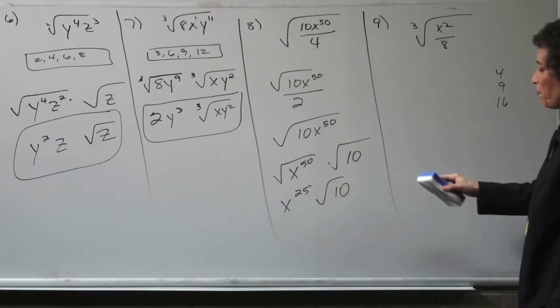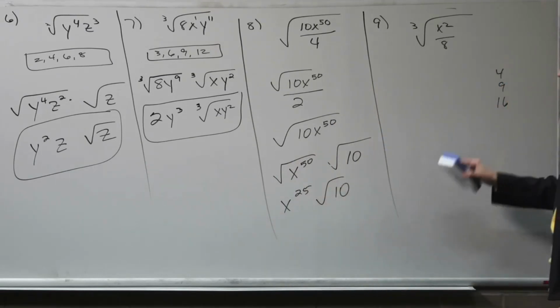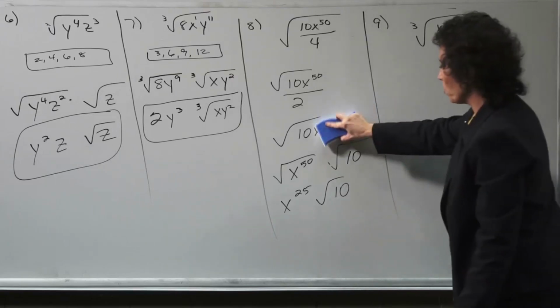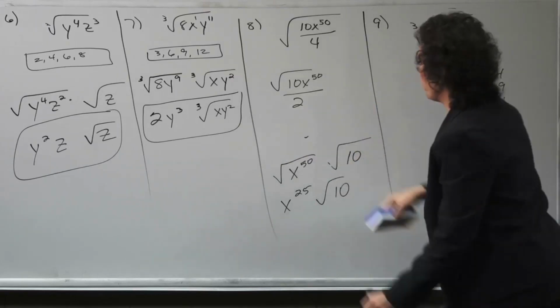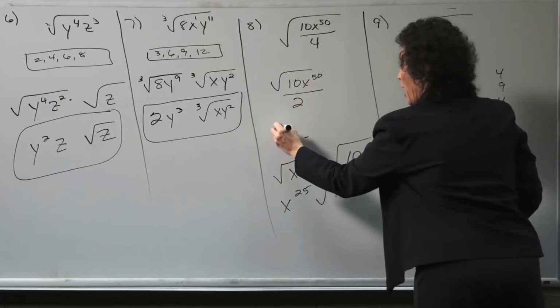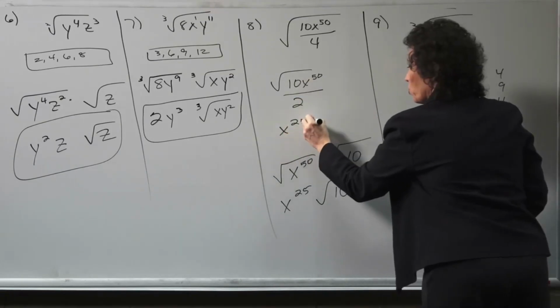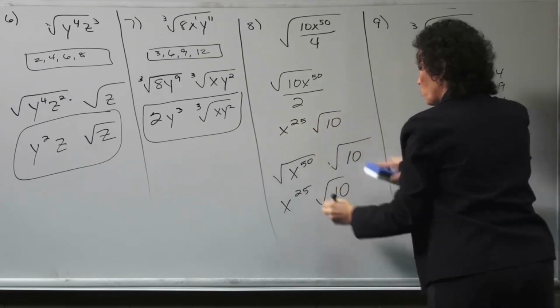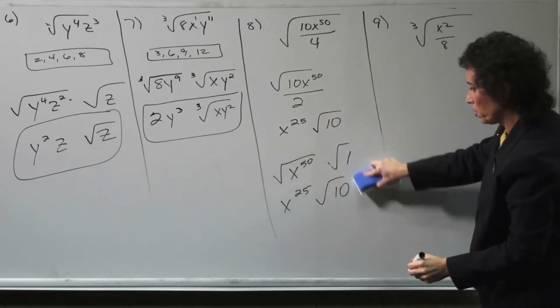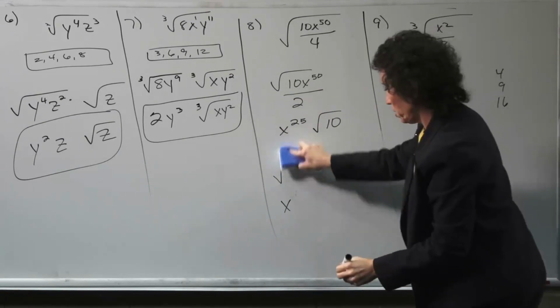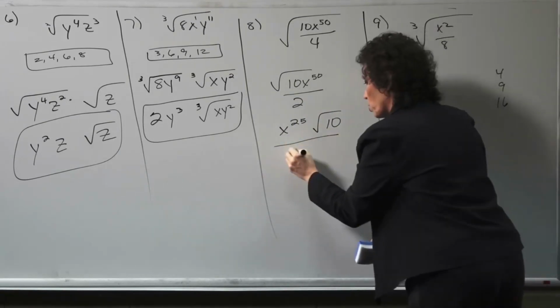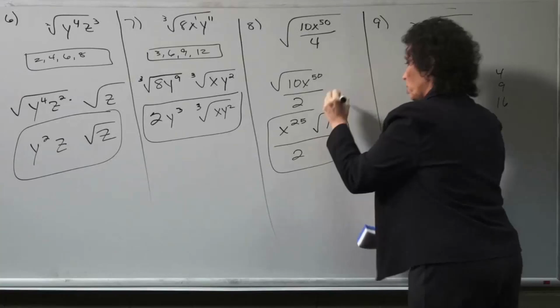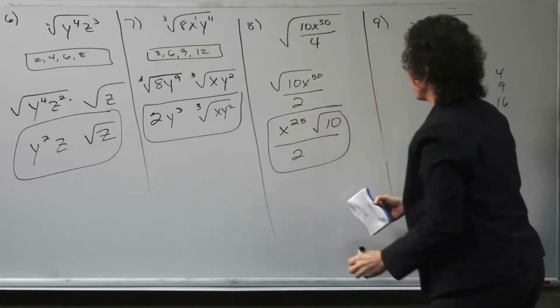So that's the top. So my final answer is, are you ready? My final answer is x to the 25th, square root of 10, all over 2. And we are done. Hey, pat yourself on the back if you got that.